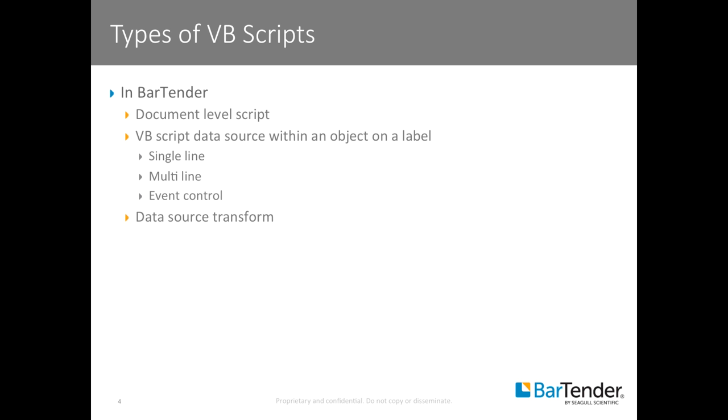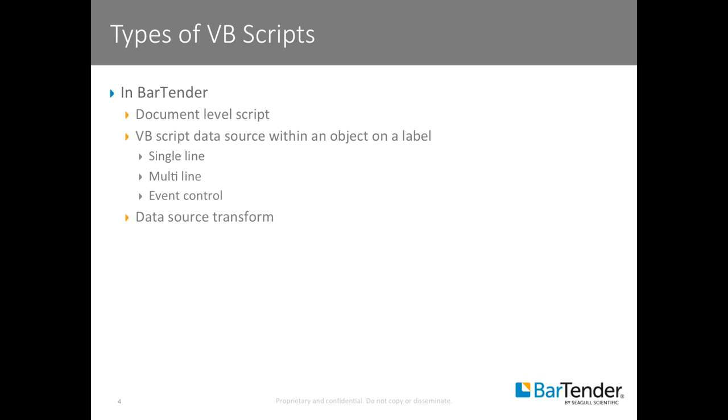So if you want to assign a value to the object that contains that script, let's say you have a data source, you have set it to a VB script, and it's a multi-line script, what you want to do is set value equals XYZ. And lastly, you can set a data source to an event control.